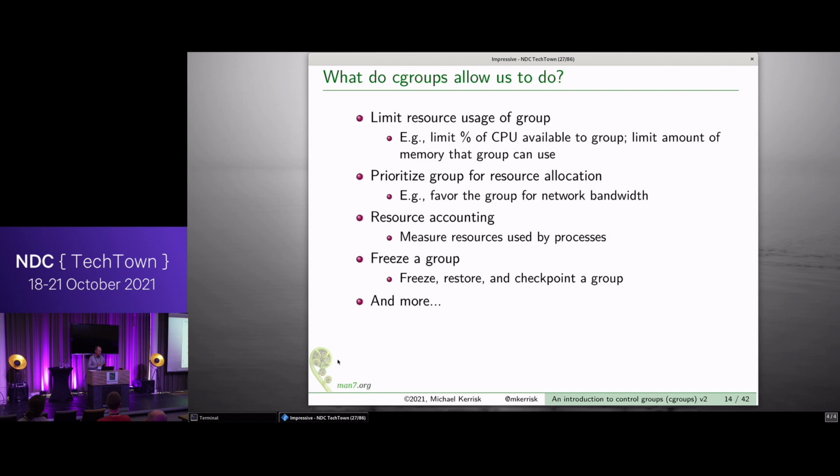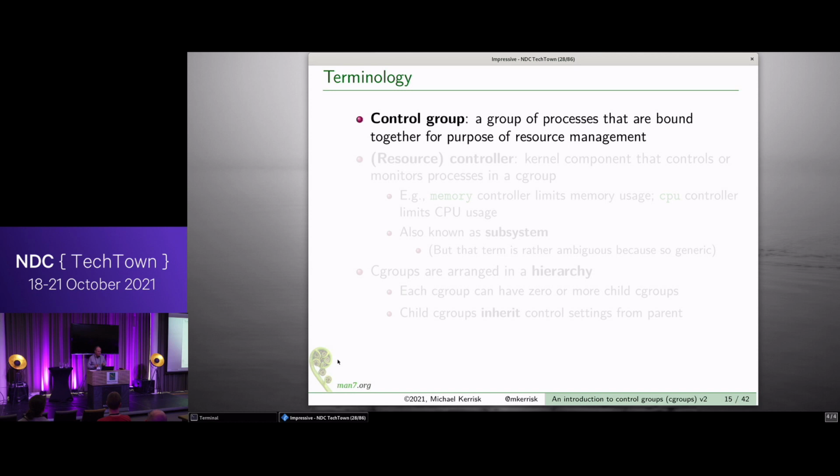So a bit of terminology. We've got the idea of a control group or a cgroup. What I mean by that is a group of processes that are being bound together for the purposes of resource management. In other words, this group of processes is sharing a memory allocation or sharing a CPU allocation. Together, their use is being measured against that allocation rather than as individual processes.